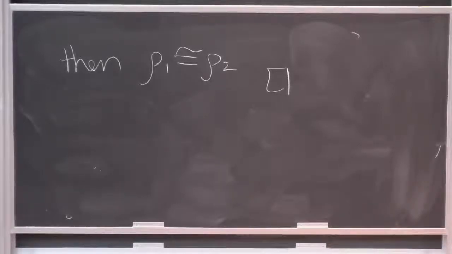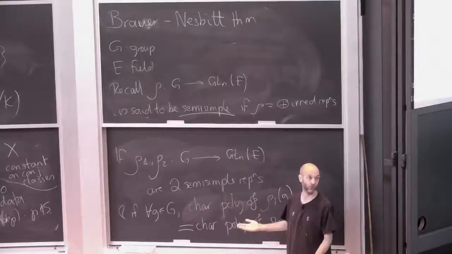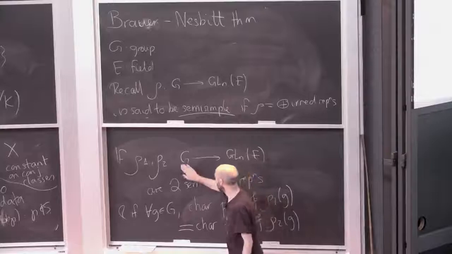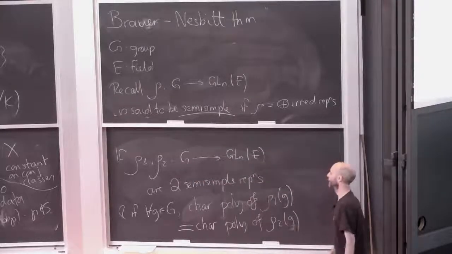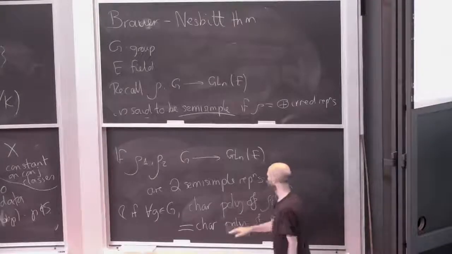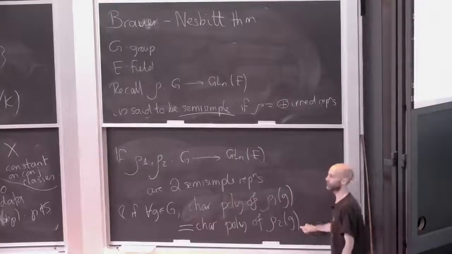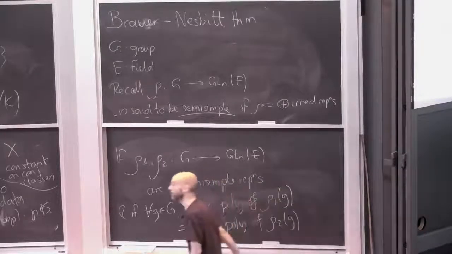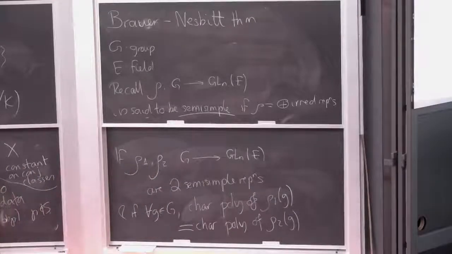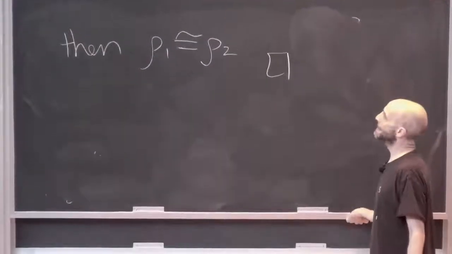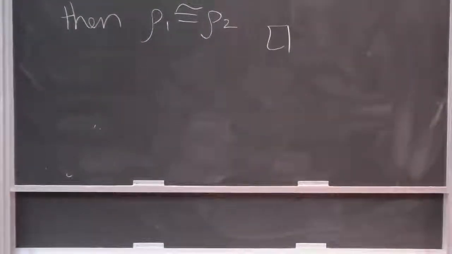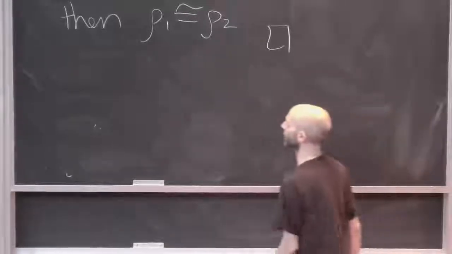I'll also remark that if you replace GLN of E with a random group, for example an L group, and you take random maps rho 1 and rho 2 from G to this random group, and you just ask that for all g, rho 1 of g is conjugate to rho 2 of g, then the conclusion doesn't hold. And that's why general automorphic representations might not be determined by their local components. So anyway, there's Brauer-Nesbitt.